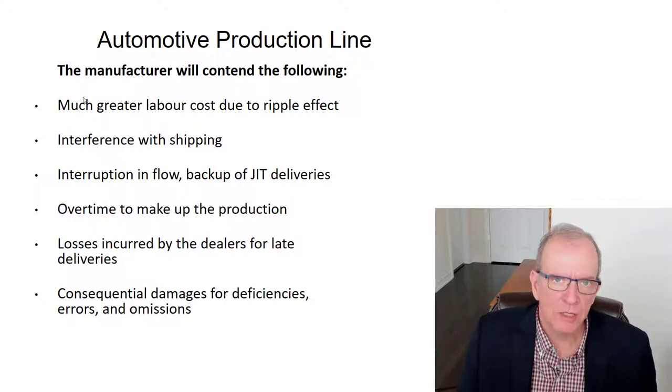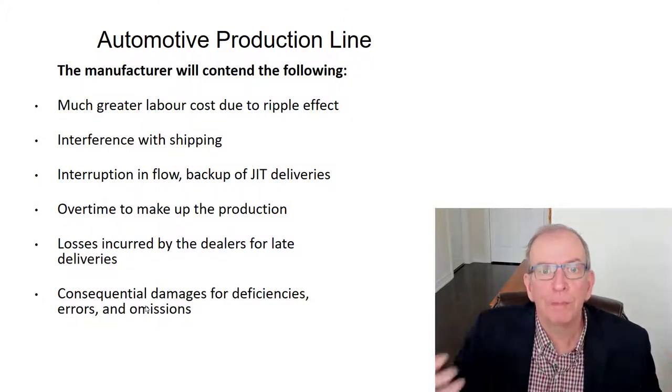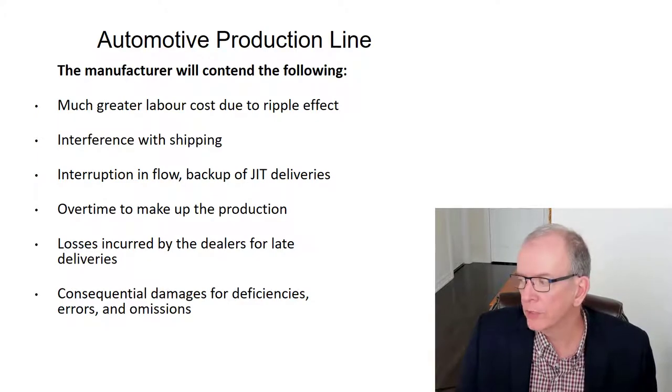They're working in a just-in-time kind of industry. That would affect the supply chains, overtime to make up the production to try to catch up, losses incurred by the dealers, and then all the consequential damages for deficiencies, errors, and omissions. That's the kind of ripple effect that happens in the automotive industry.